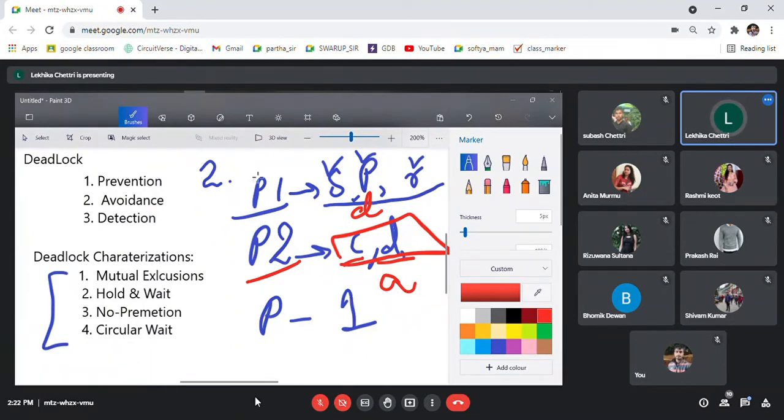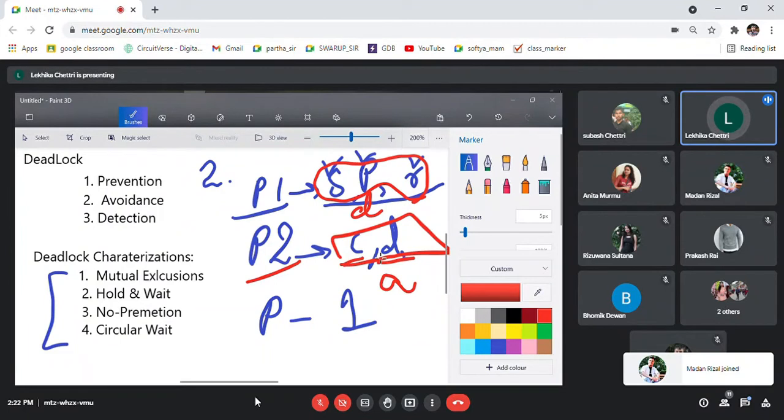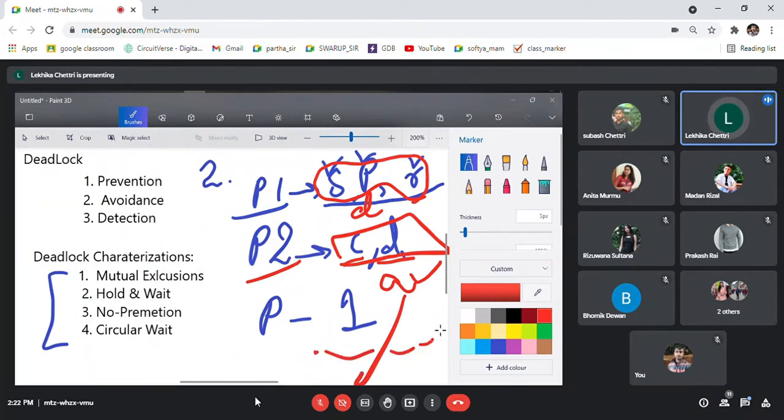It is not getting A. Now P1 is also running. It is keeping hold of S, P and R, and it needs D to complete the task, but it will not get D. Why? Because P2 has D, and it is not releasing D because it is waiting for A to complete its task. So we will enter into deadlock. For P1 to complete, it needs D. But D is with P2, and for P2 to complete its task, it needs A, and A is being used by some other process.